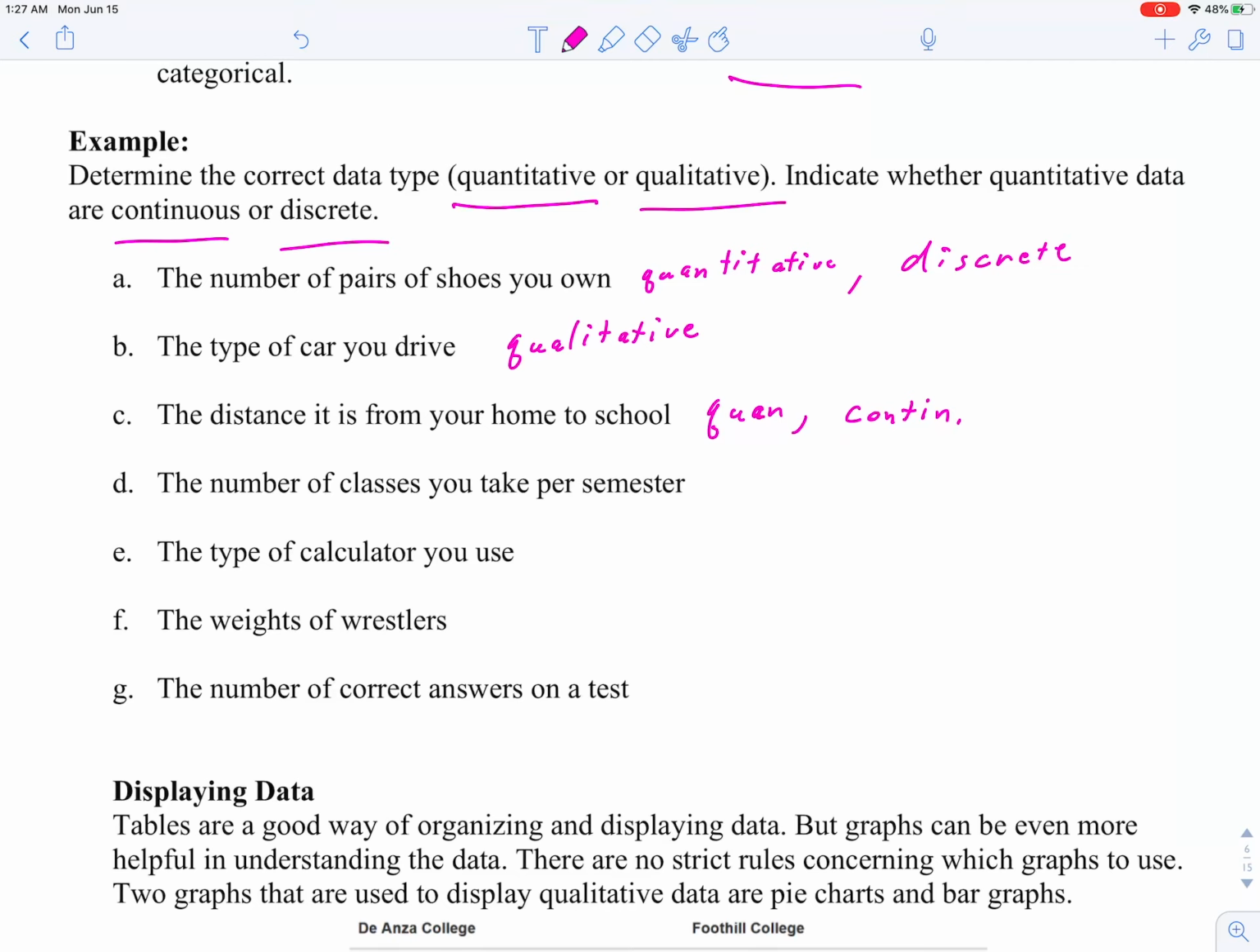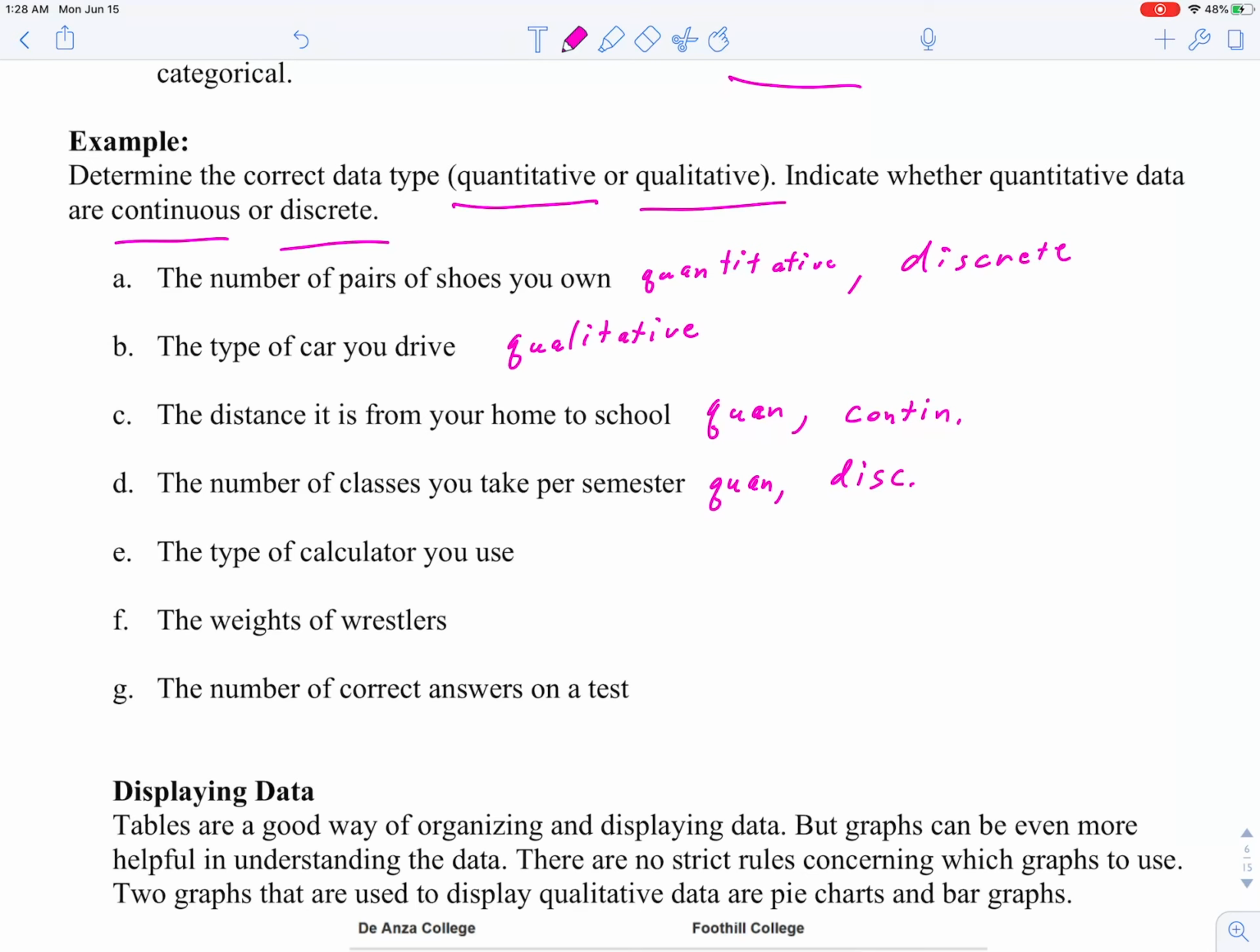All right, letter D, the number of classes you take per semester. Right, and when you say how many classes you took, again, you're not going to talk about, you took half a class or 3/4 of a class or something like that. You either took the class or you didn't. So it's something we can count, so quantitative. And we're counting it, so that's discrete.